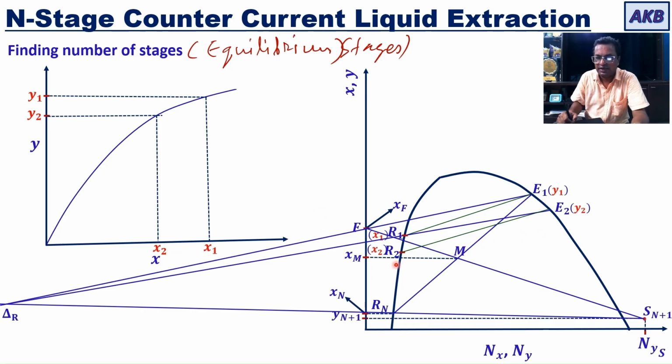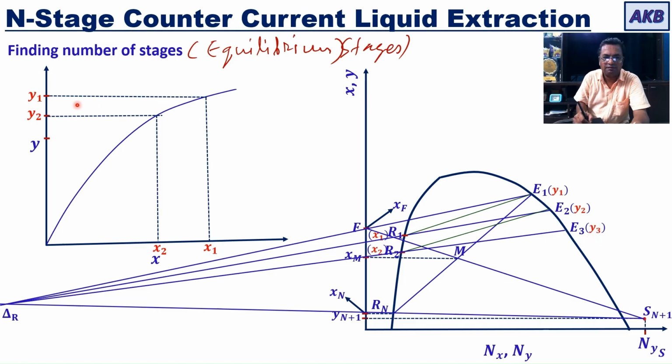Next, when I get point R2, now I will be drawing a line from delta R, allow it to pass through R2, and then I will extend it to the B reach part of the binodal solubility curve. So if I do that, I will get this point. Now I am calling this point E3, and for E3, I will read the corresponding y3. With this y3, I will come back to the distribution diagram, I will locate y3 on it, and then go to the equilibrium curve, and then find out the corresponding x3.